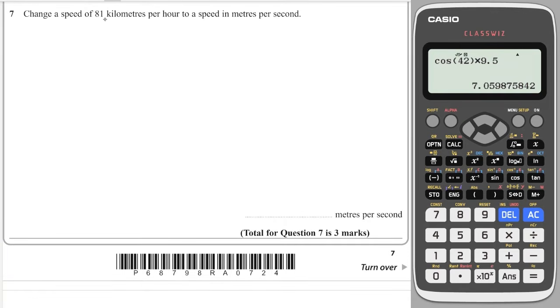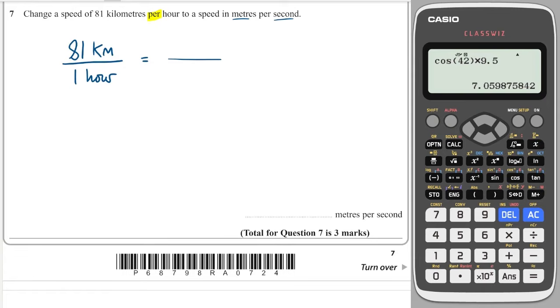Change speed of 81 kilometers per hour to speed in meters per second. Well, 81 kilometers, the word per essentially means out of, which means divide by 1 hour. So 81 kilometers per every 1 hour. And then what I can do is I could just convert the top into meters and the bottom into seconds.